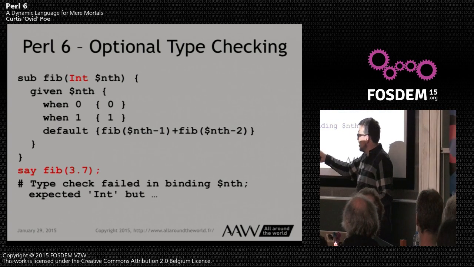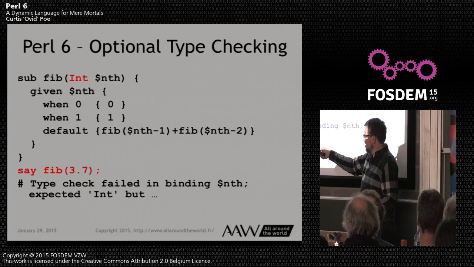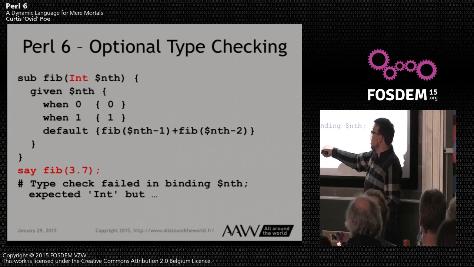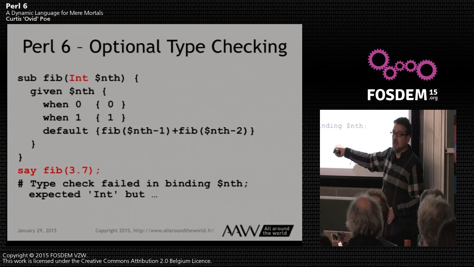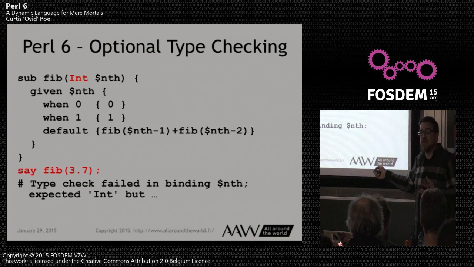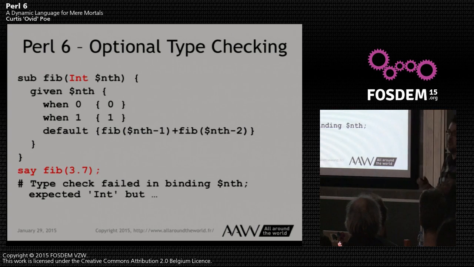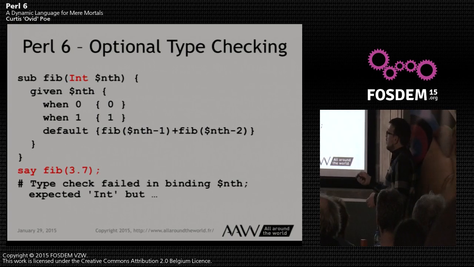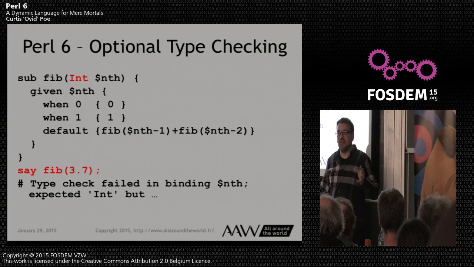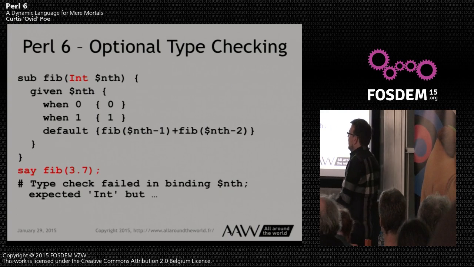Here, when it checks this, because this is hard-coded, it's going to call .WHAT on 3.7. It's going to see the signature can't possibly match an Int. This is actually a compile time failure. It's not possible to run this code. It doesn't make any sense. You can't do it, so Perl's going to say no. This is what we call type inference. It's a magical thing, but it's simple.